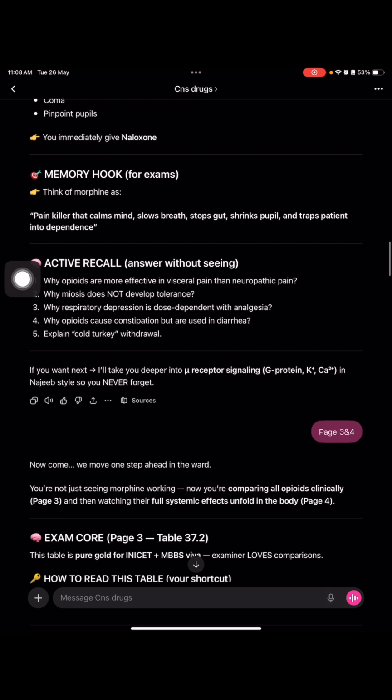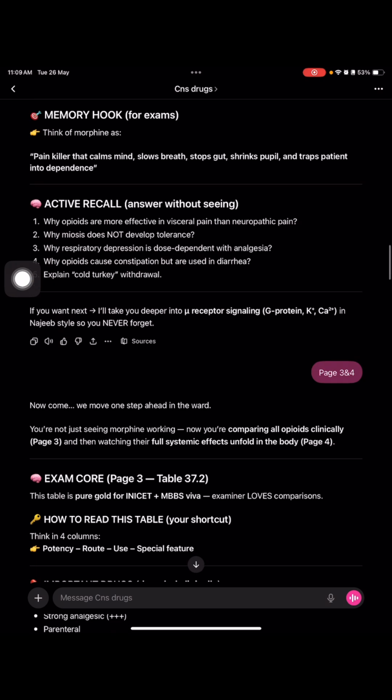Okay, so think of morphine as a painkiller that calms the mind, slows your breath, stops your gut, shrinks your pupil, and traps the patient into dependence. Why are opioids more effective in visceral pain than in neuropathic pain?